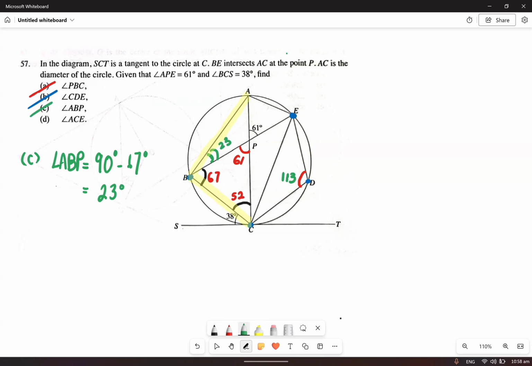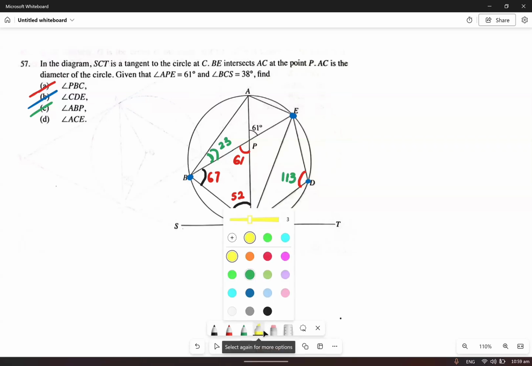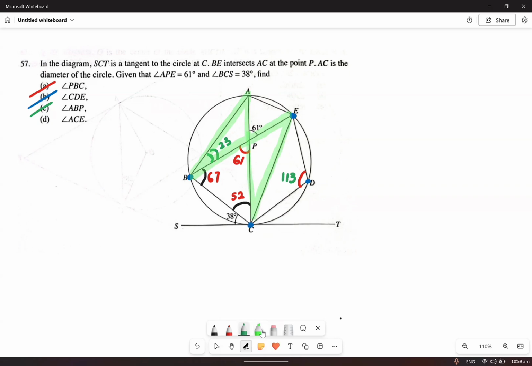So that's how you do a question like this. We just have to do it this way. You see for yourself. Can you all see this part? Can you all see that this is a butterfly? So this part is also how much? 23 degrees. Do you understand? This part is also how much? 23 degrees. Am I making sense?